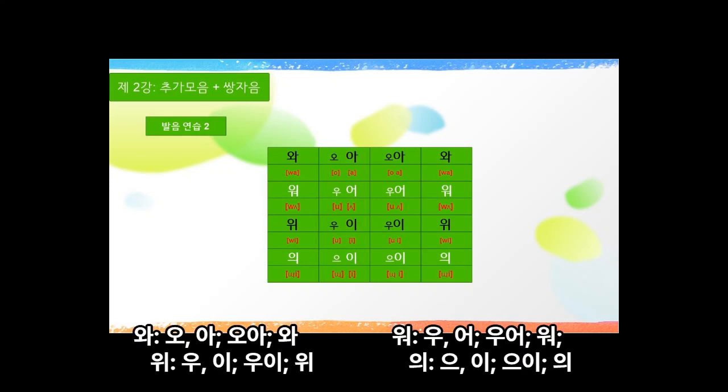와, 오, 아, 우와, 와, 워, 우, 우어, 워, 위, 우, 이, 우이, 위, 위, 으, 이, 으이, 위.